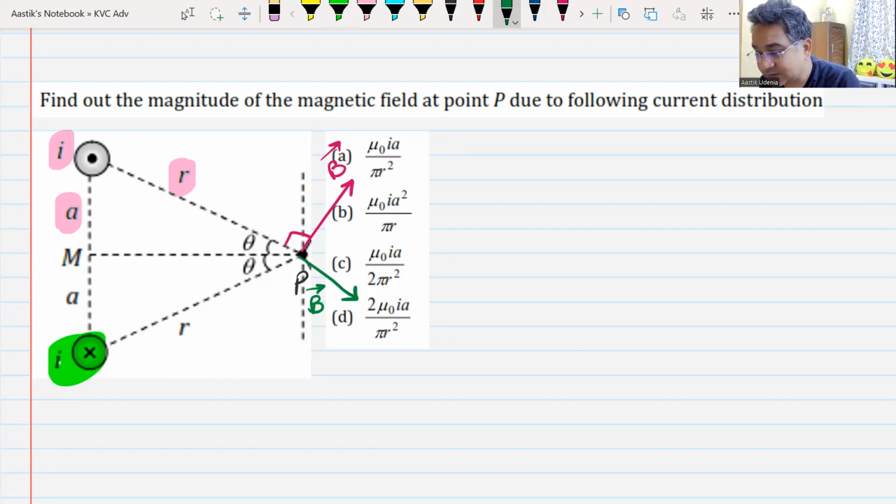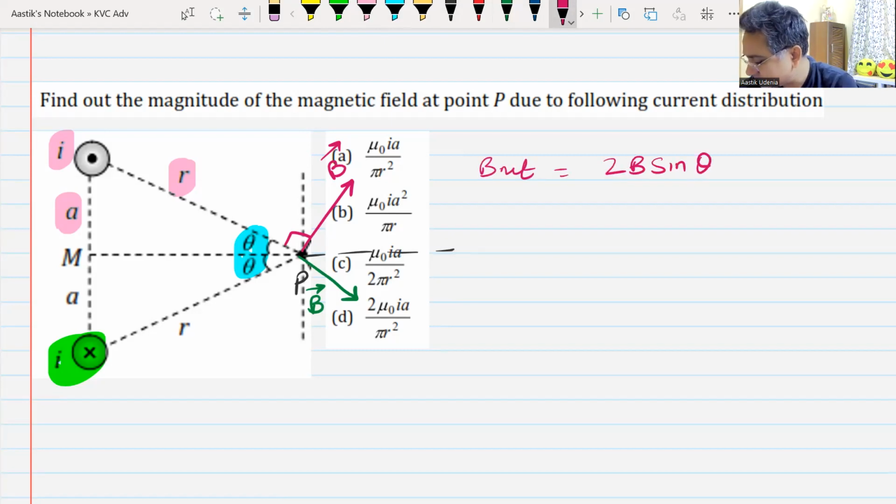Both of these fields, you can do it in any way. You have two vectors, or you can understand this in this way. The vertical components will get cancelled out and the horizontal components will get added up. Yes or no? Yes, sir. If this angle is theta, this angle on the other side would be 90 minus theta. So the net magnetic field, B net, will be 2 times B into sine theta. Do we understand this? Yes, sir.